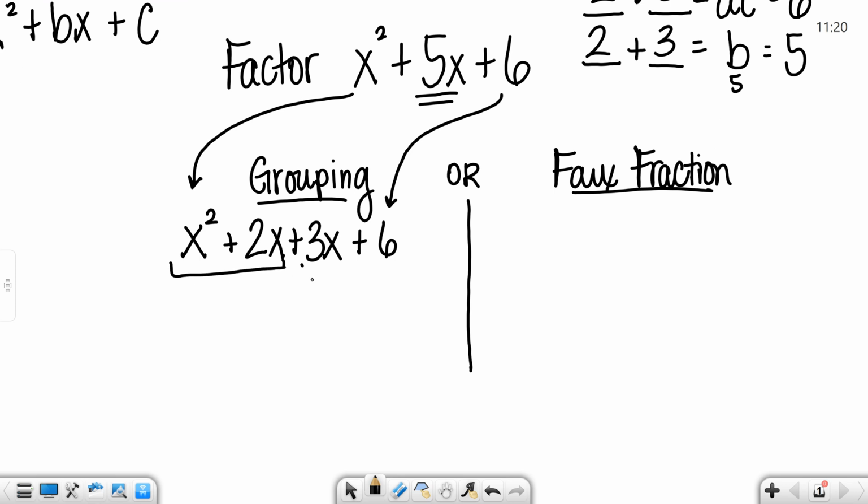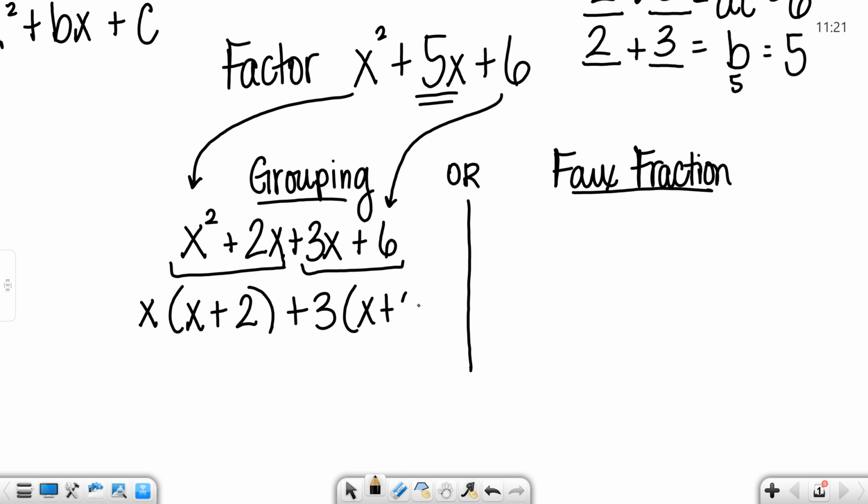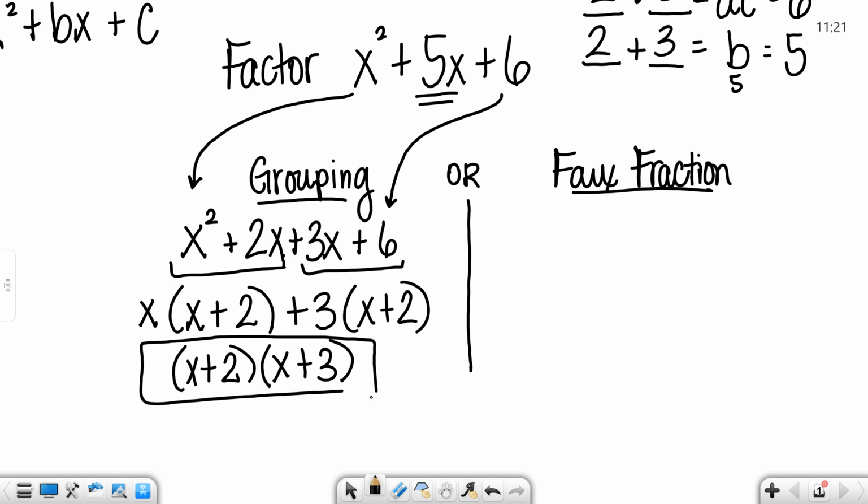So if I group these 2 and then group those 2, I factor out what they have in common. My second group would have a 3. Now my 2 groups both have an x plus 2. And when I factor that out, it gets multiplied by what is left, which would be x plus 3.